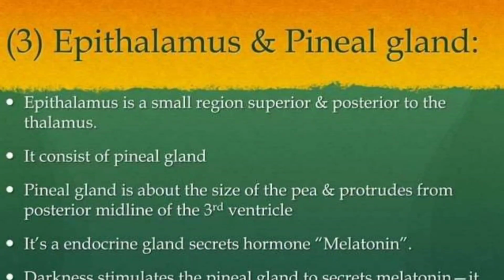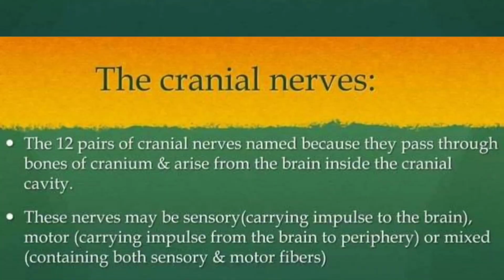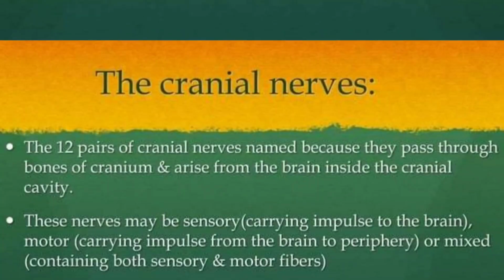Epithalamus and pineal gland. The epithalamus is a small region superior and posterior to the thalamus. It consists of the pineal gland. The pineal gland is about the size of a pea and protrudes from the posterior midline of the third ventricle. It is an endocrine gland that secretes the hormone melatonin. Darkness stimulates the pineal gland to secrete melatonin. It promotes sleepiness.